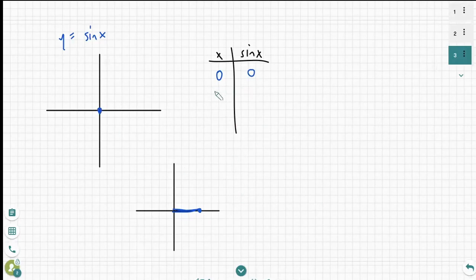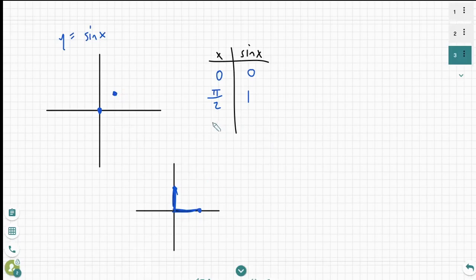Let's do pi over 2. You know what sine of pi over 2 is equal to? So the hypotenuse is always 1, right? Yeah, that one's 1. Opposite and the hypotenuse match, so it's 1 over 1. Okay, let's put that here.